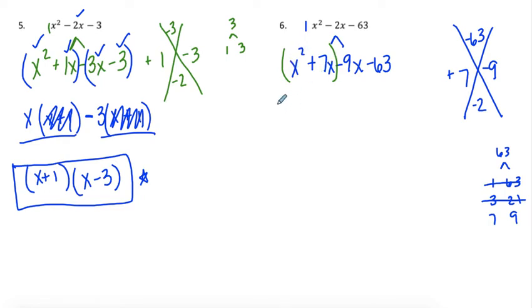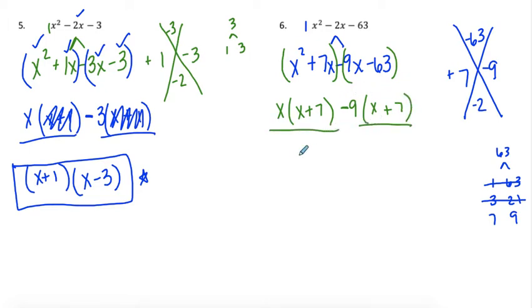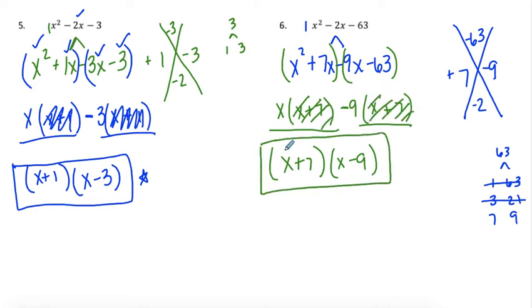With x squared and 7x, I can take out an x, leaving me with x plus 7. Minus changes my minus here to plus, and then group my second two. 9x and 63 have 9 in common. X plus 7 should match there. So when I bring it down, I have x plus 7 and x minus 9, once I take out that x plus 7. Here will be my final factored form.